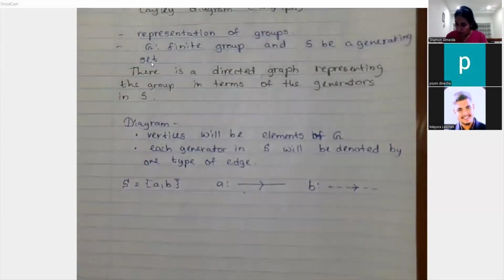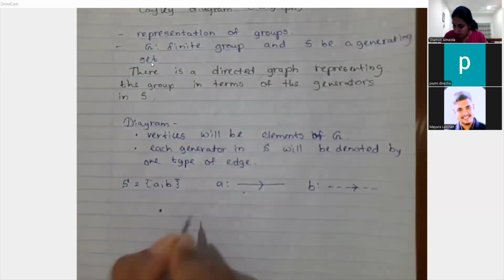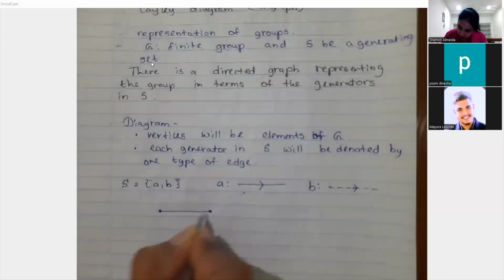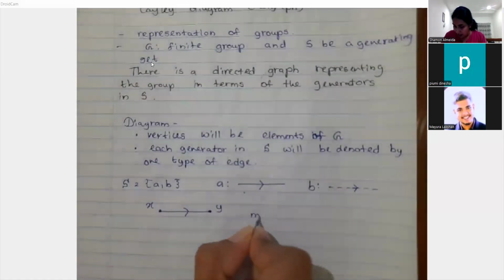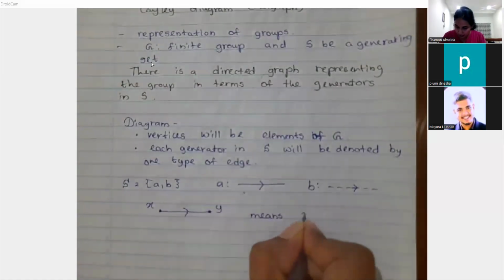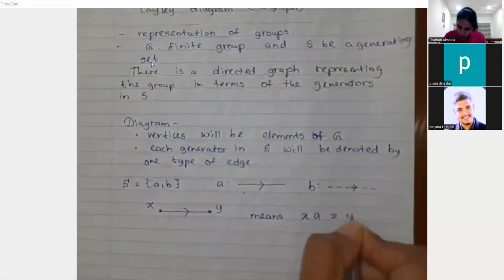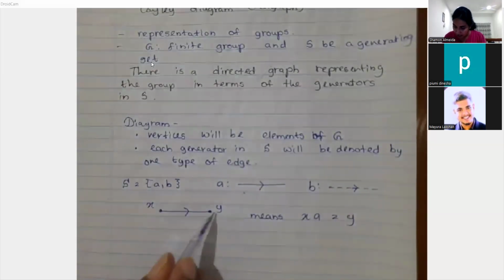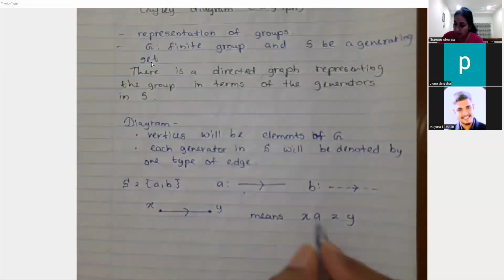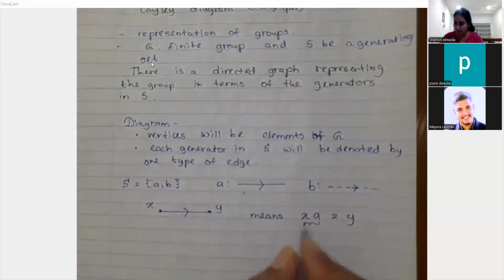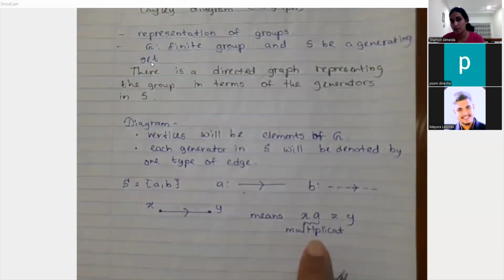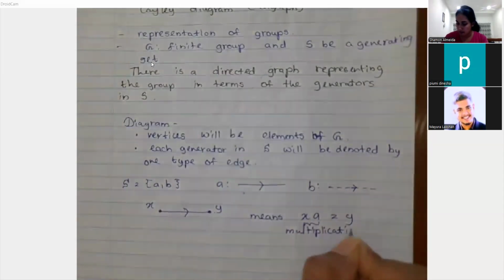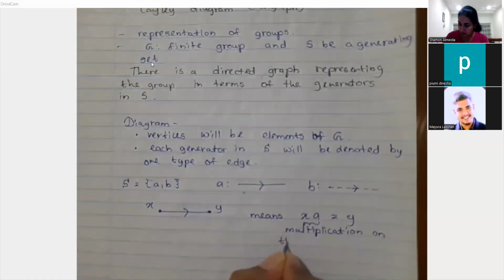What does this give you? Now, if you have two vertices in the graph, X and Y, and this solid edge from X to Y, what does it mean? This means X times A is equal to Y. X times A is equal to Y. So we have multiplication on the right. Let me write over here multiplication. When I say multiplication, we are actually referring to the group operation, right? We simply write it as multiplication on the right.